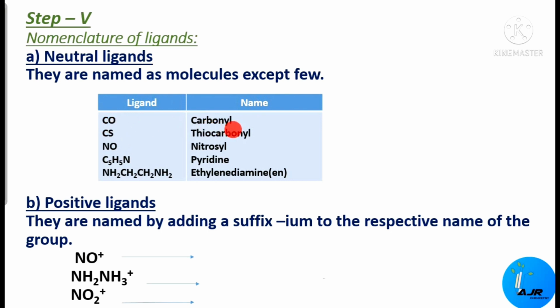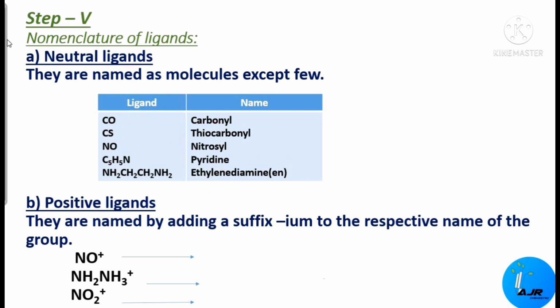CO means carbonyl, okay. The name of this is carbonyl. CS means thiocarbonyl, understood. NO means nitrosyl, okay. These are the names of these molecules, right? Then C5H5N is pyridine. NH2CH2CH2NH2 is ethylenediamine, so it can be written as en in parenthesis. Understood? So the names of the molecules can be written as such for the neutral ligands.